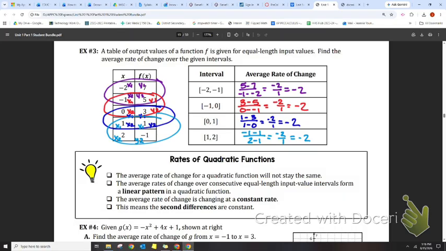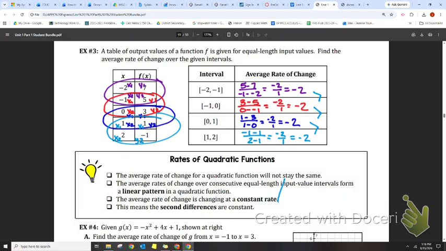It's negative 2 in each interval, which also tells us, according to the last little box we had read there, that the rate of change of the average rates of change is going to be 0 because it's not changing here. All right, so if I found the slope of these, we would see that negative 2 to negative 2, there's no increase or decrease. So the average rate of change of the rate of change is 0.